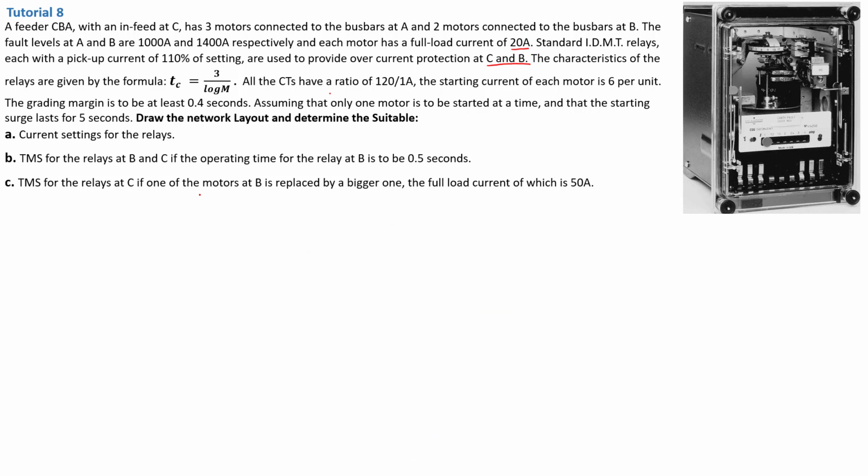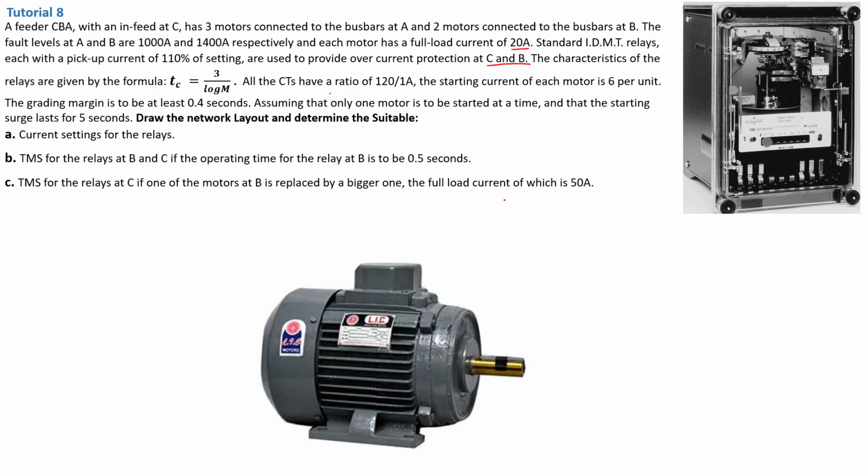Now after doing all the calculations here at A and B, they're now telling you, well, what if you replace one of the motors with a 50 amp full load current? Then calculate the TMS again. So this is the bottom line of this problem. So now let's get going.